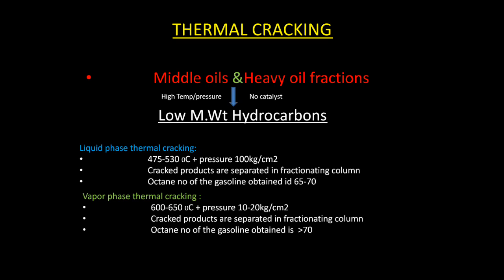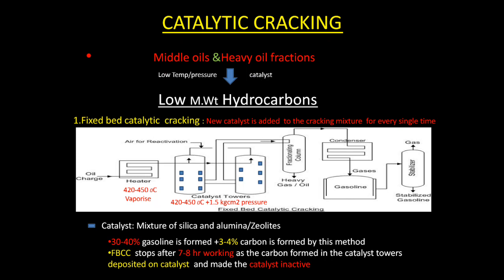And the cracked products are separated in the fractionating column, and the octane number obtained by this method is greater than 70. The other method is catalytic cracking. In catalytic cracking, middle oils and heavy oils are subjected to low temperature and low pressure in the presence of a catalyst. Ultimately, we end up with low molecular weight hydrocarbons.